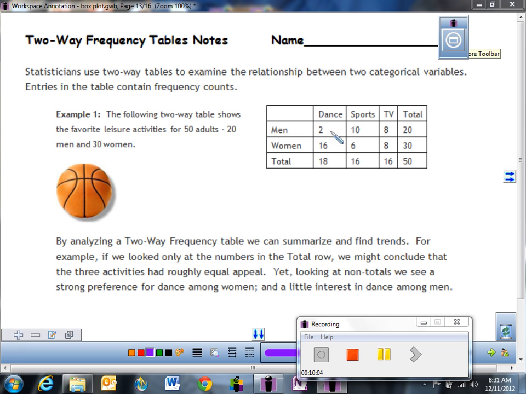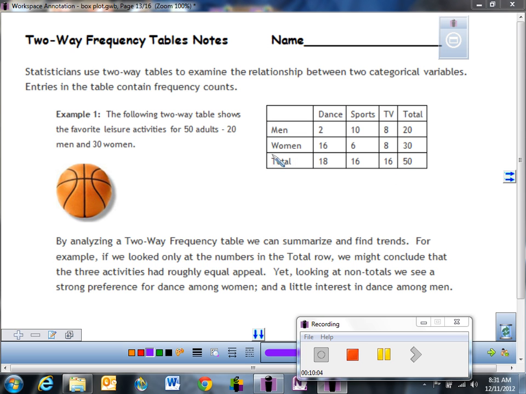So there's 2 men that like dance, 10 men that like sports, 8 that like TV, so our total of men is 20. For women, 16 like dance, 6 like sports, 8 like TV, for a total of 30. So then look at our total down here. We have a total of 50 people participating, 30 women and 20 men. So then for dance, there's 18 people that like dance, 16 for sports, and 16 for TV.